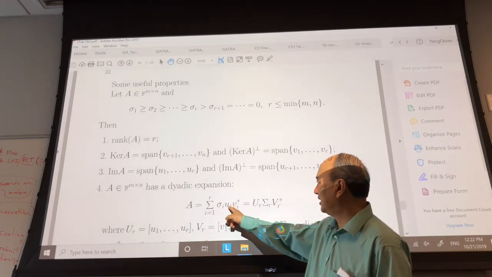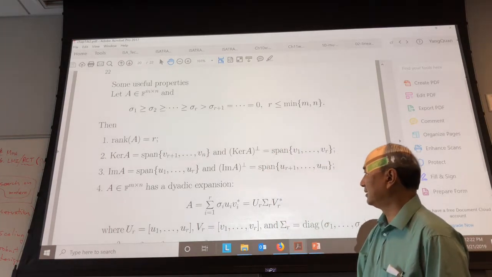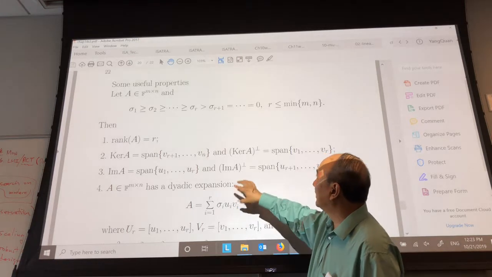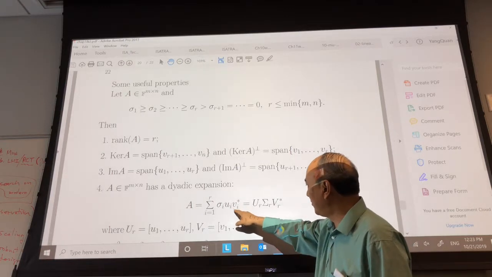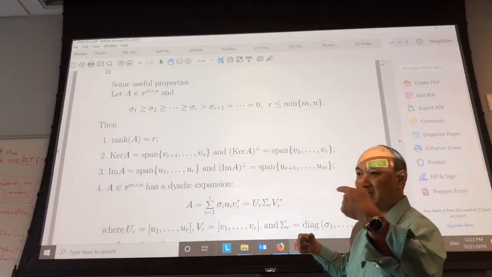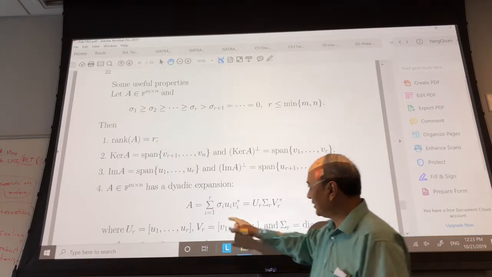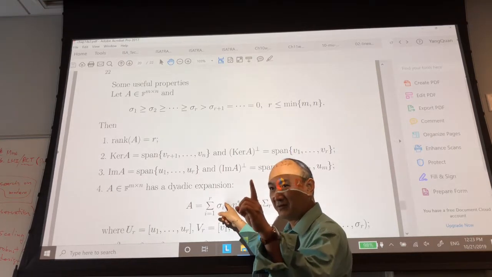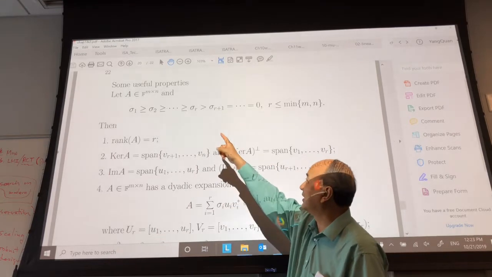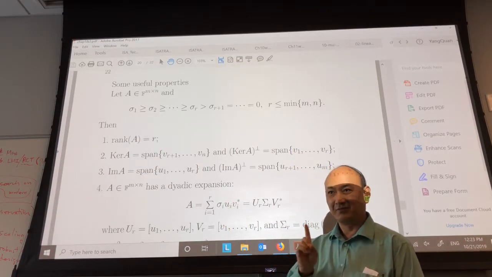But remember, each u_i is m by 1, and each v_i transpose is 1 by n. So m by 1 times 1 by n gives you m by n. What is the rank of this product? Rank one. It's a matrix the same size as A, m by n, but its rank is one.